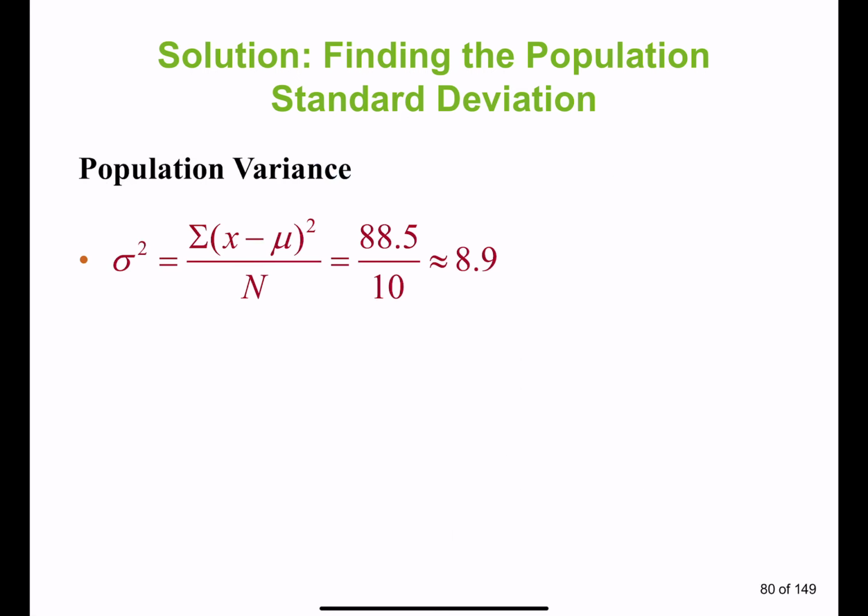So the result is going to be 88.5 divided by 10. We will get approximately 8.9. Okay, that will be our population variance.